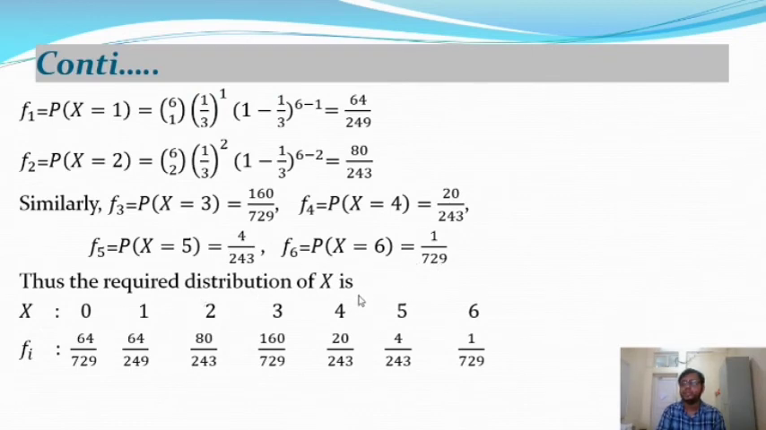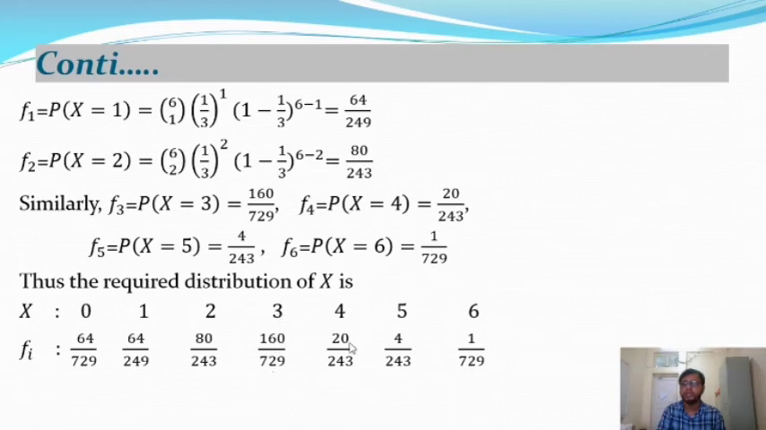Therefore, the required distribution function of x is 0 at a point 0, f is 64 by 729. At x is equal to 1, it will be 64 by 249. At x is equal to 2, it will be 80 by 243. At x is equal to 3, it will be 160 by 729.